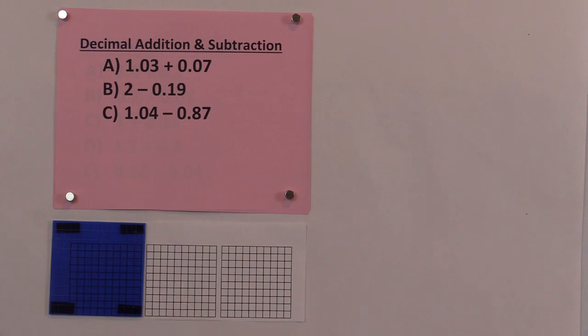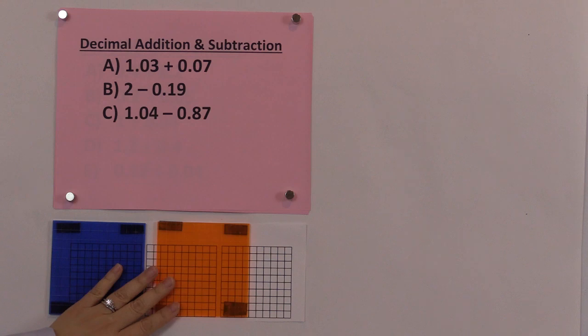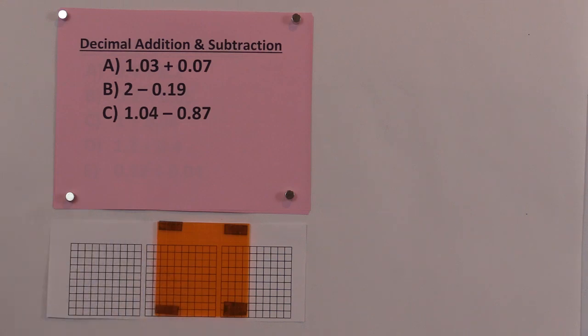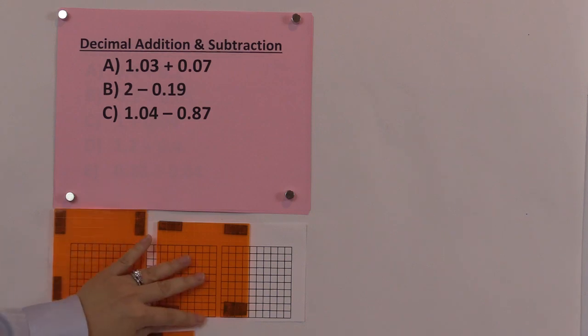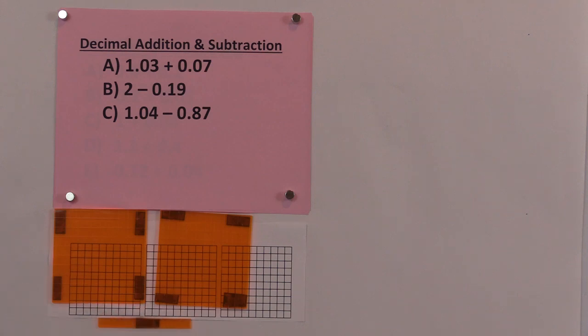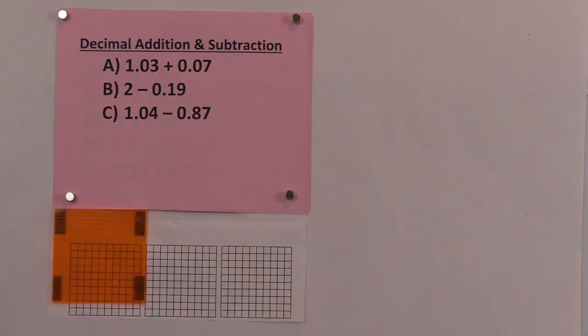What about the second one? I'm going to have 2 tenths and 1 and 2, same color. And I want to take away 1 and 9 hundredths. So what do I need to do? I'm going to take away 1 and 9 hundredths from here. So I need to take away a tenth and 9 ones. That's what I need to take away. And I'm going to count the rest of them.